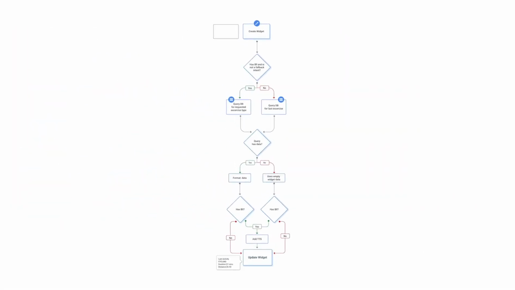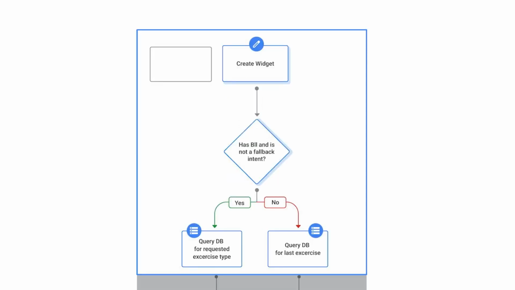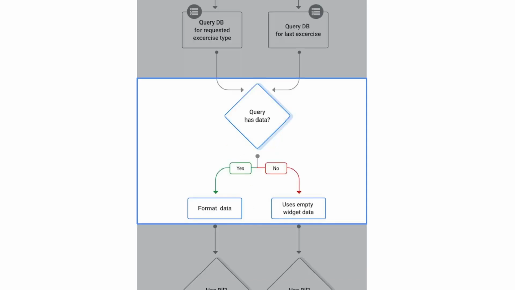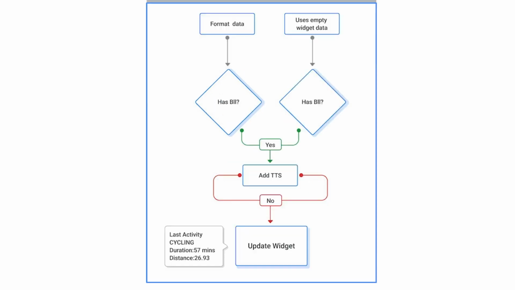Let's walk through how we'll manage these considerations. Here is an updated view of the flow that takes into consideration supporting parameters, the fallback intent, and TTS. To support the parameter, the widget creation flow will need to include querying the database for the last exercise type versus the default of querying the last exercise. This will be managed by finding out if the widget has a BII and if it has a parameter. The query will return a live data object. The next step is the same as the original, checking if the live data object has data. If it does, the data will be formatted, and if it doesn't, we'll use the default empty data strings.